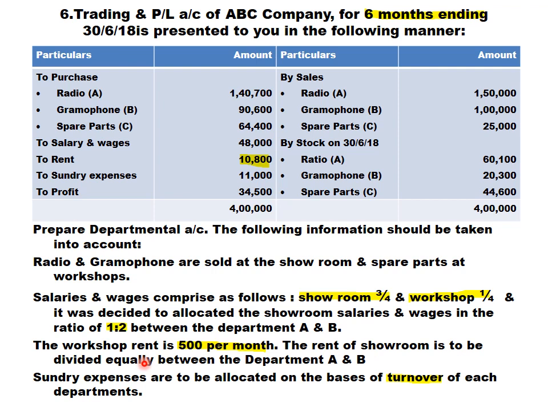The workshop rent is 500 per month. The rent of showroom is to be divided equally between the department A and B. Sundry expenses are to be allocated on the basis of turnover of each department. Turnover here we mean sales.